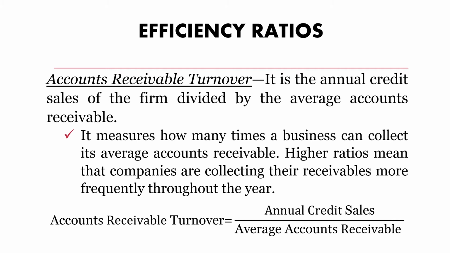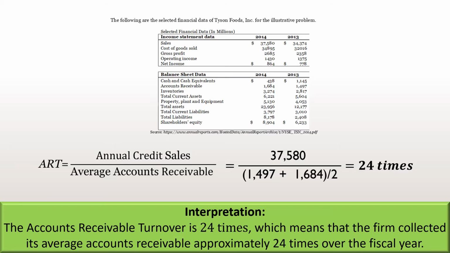So the formula in finding accounts receivable turnover is equal to the annual credit sales or sales divided by the average accounts receivable. Example, so since hindi available ang value or ang data ng credit sales, gamitin muna natin yung value ng sales, which is 37,580, divided by the average account receivable.